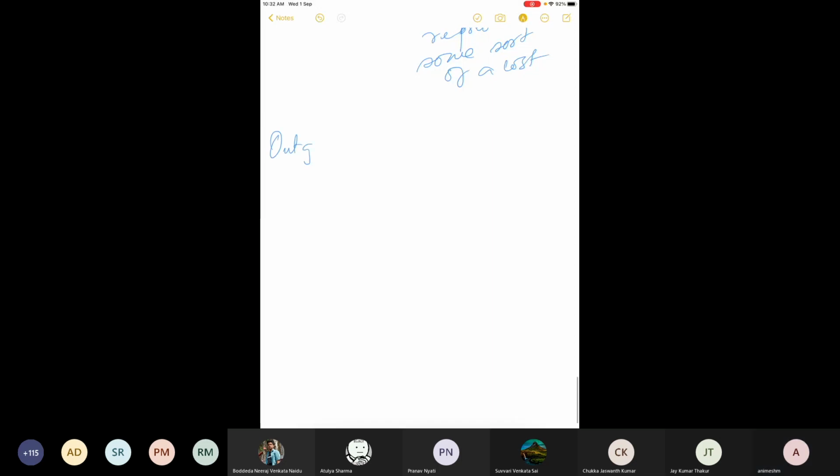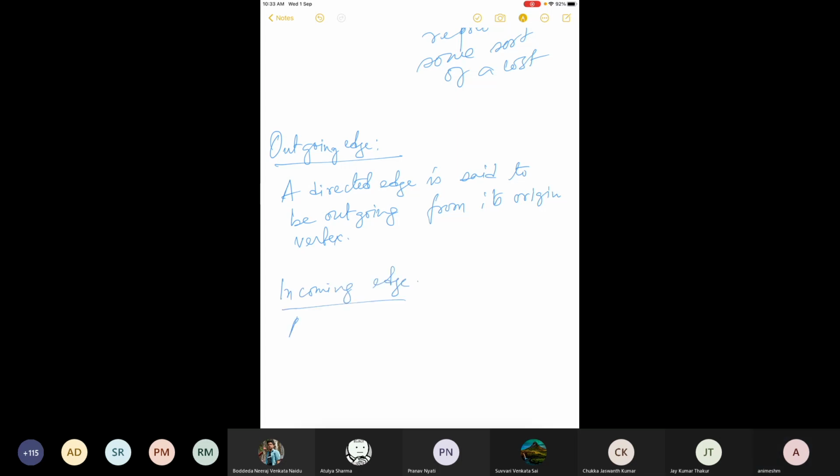Outgoing edge. A directed edge is said to be outgoing from its origin vertex. Incoming edge. A directed edge is said to be incoming on its destination vertex.